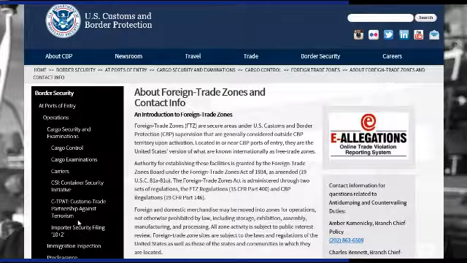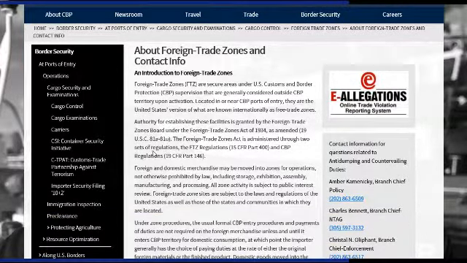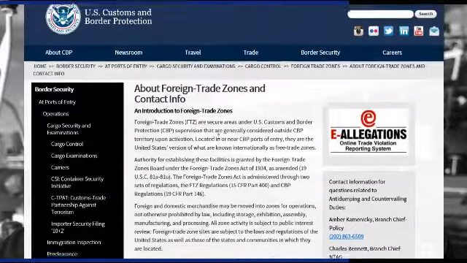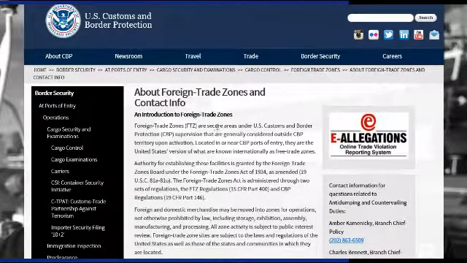But I want you to become very, very adept at conducting this type of research. You're going to find some good information about the concept of foreign trade zones, and in this case, how foreign trade zones operate within the United States of America. Now we're going to go back to the rubric.